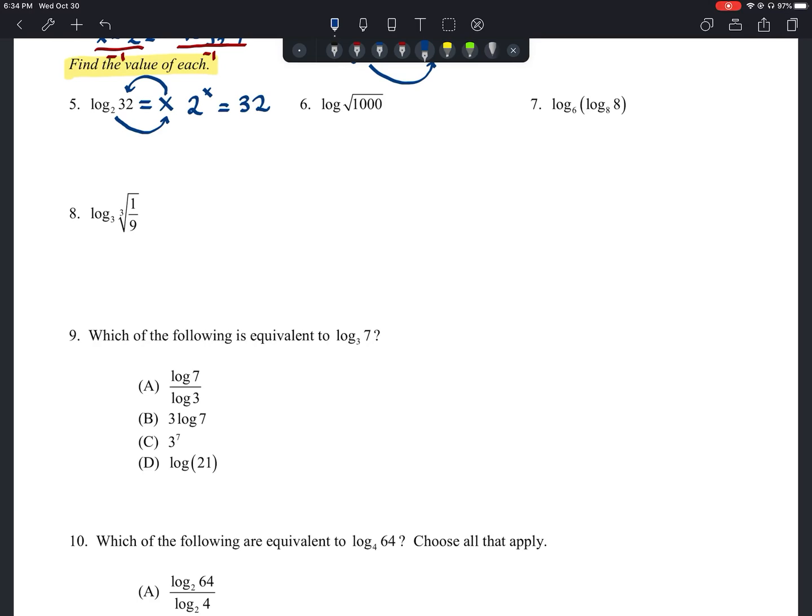And then if we think about rewriting 32 as base 2, that's really the same thing as 2 to the 5th power. So if 2 to the x equals 2 to the 5th, then we know that the value of our expression there is going to be 5.